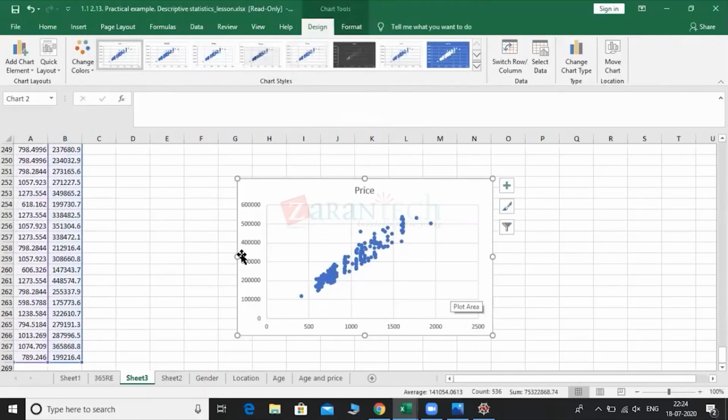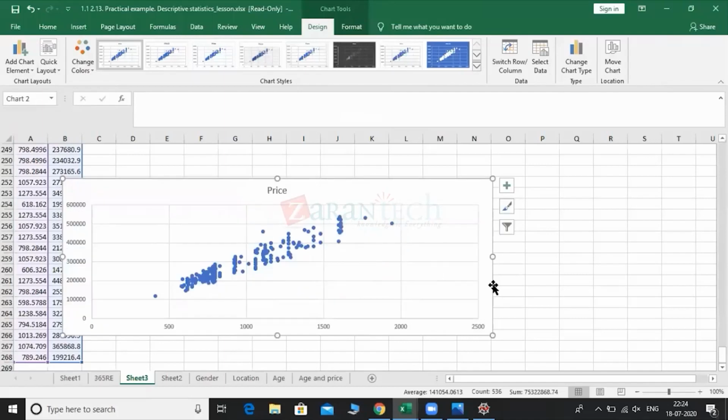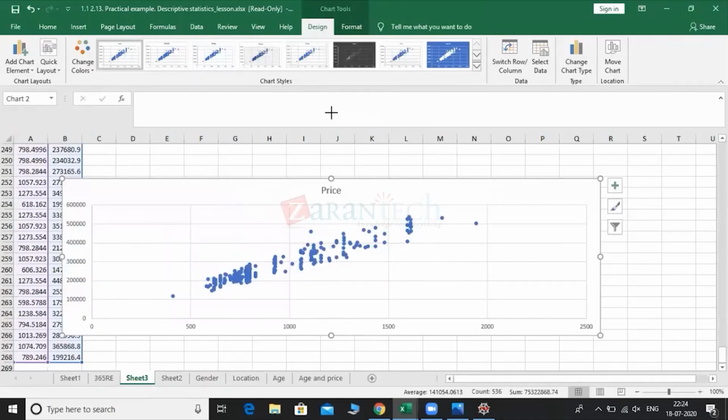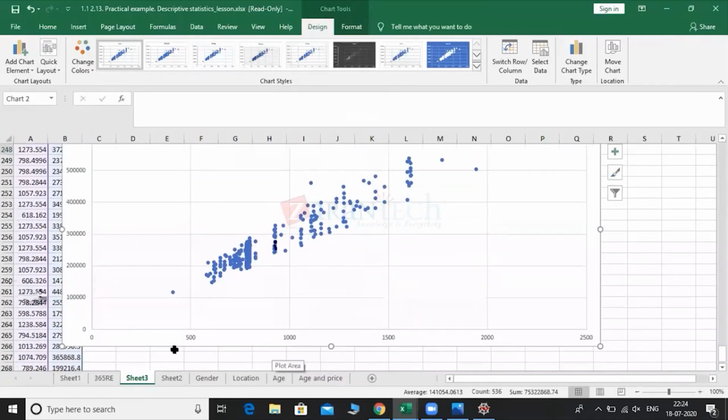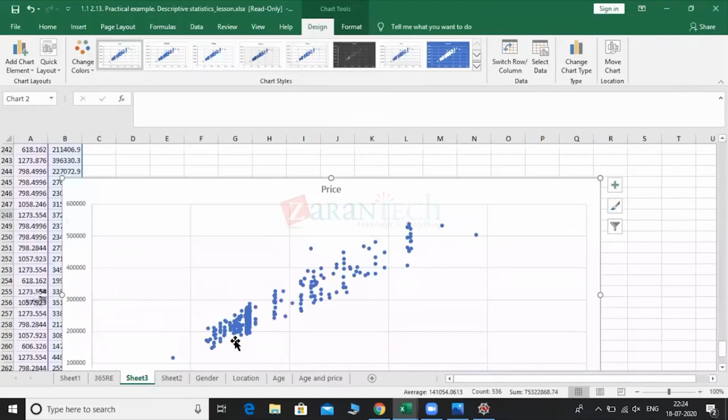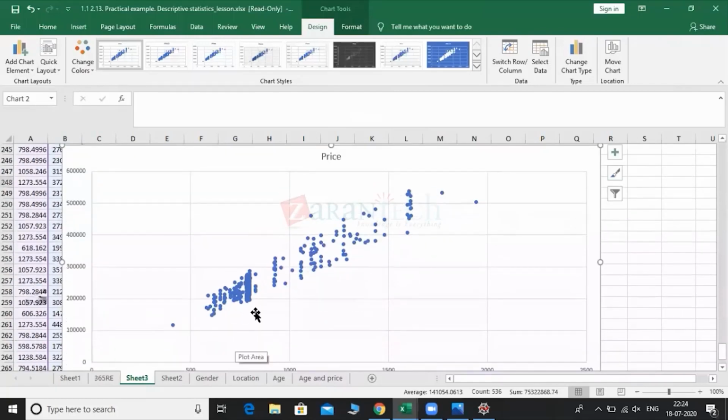Let's go with this. Okay, so let's see this. As the area increases, this is in square feet and this is in dollars. So if the area is increasing, obviously we can see that the price is also increasing. So there is a direct correlation between them.